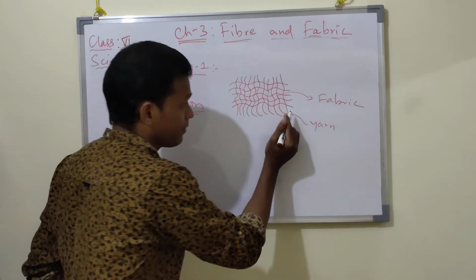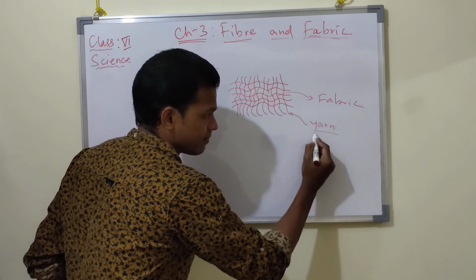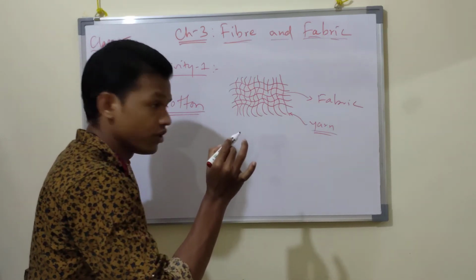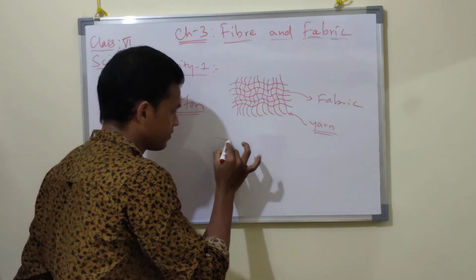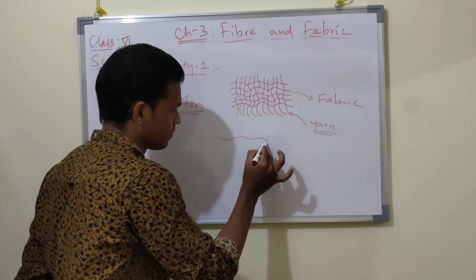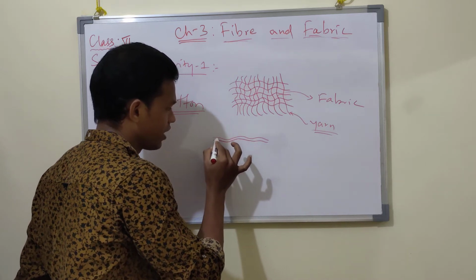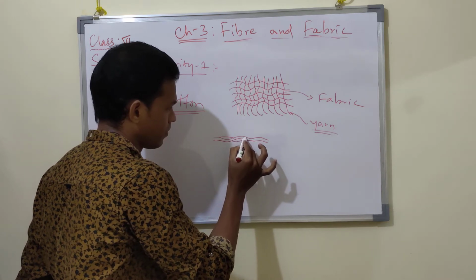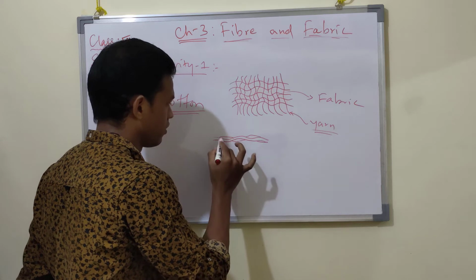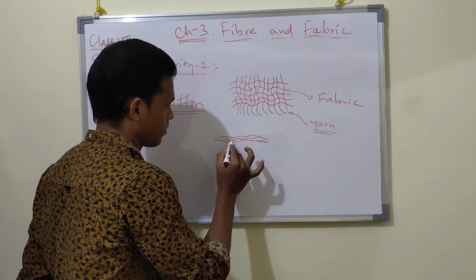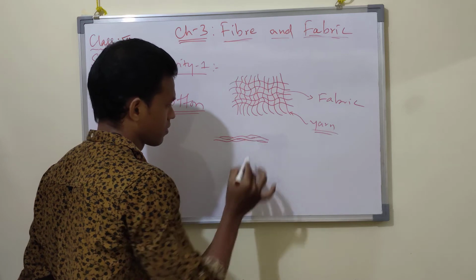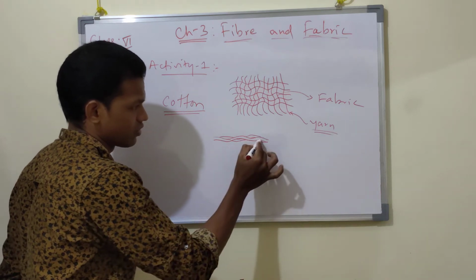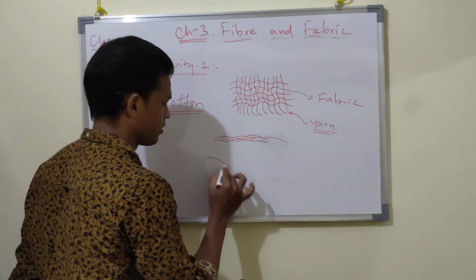So what is yarn? Yarn means, if you take one yarn, what happens? You will find it like this. For easy understanding, take one rope. Got it now? Like this. So this is called a strand.